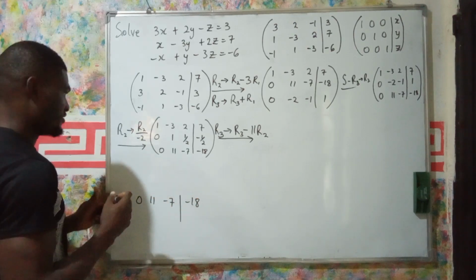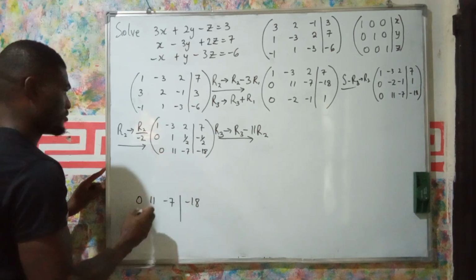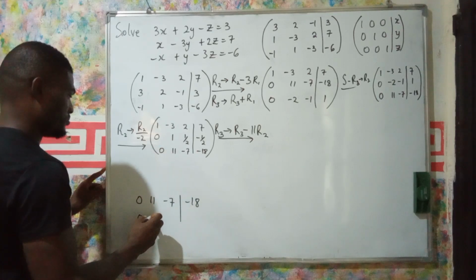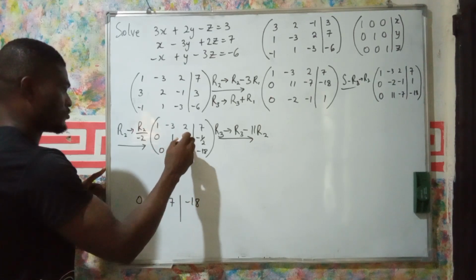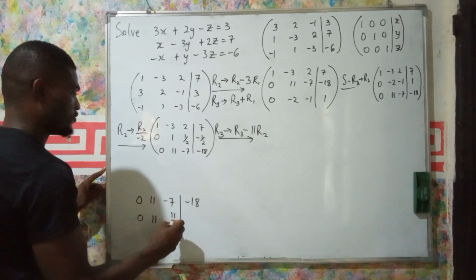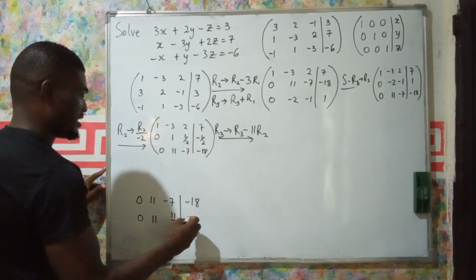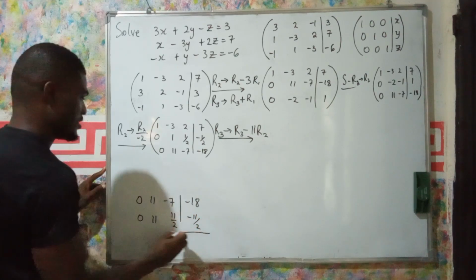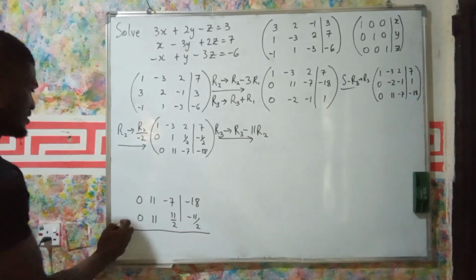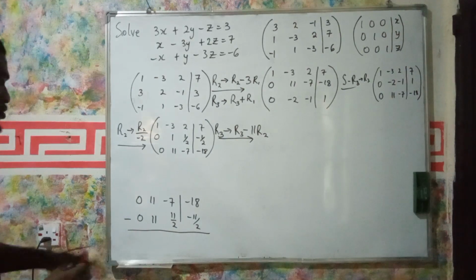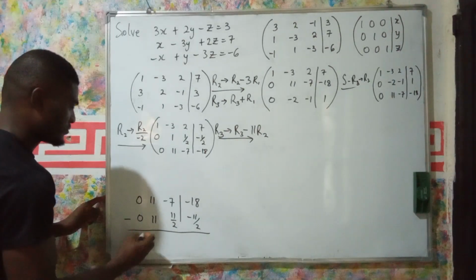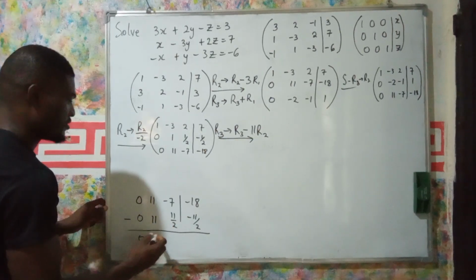And then 11 times row 2 will become 0. 11 times 1 would be 11. 11 times 1 over 2 would be 11 over 2. 11 times minus 1 over 2 would be minus 11 over 2. And then we'll work with the maths now. Remember, we're subtracting. So 0 minus 0 is 0. 11 minus 11 is 0.